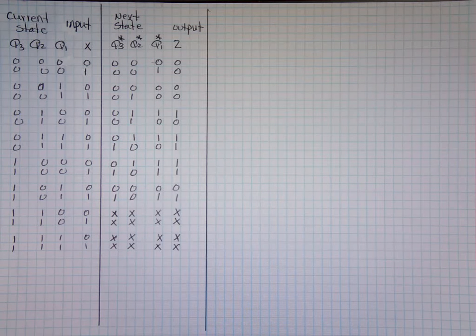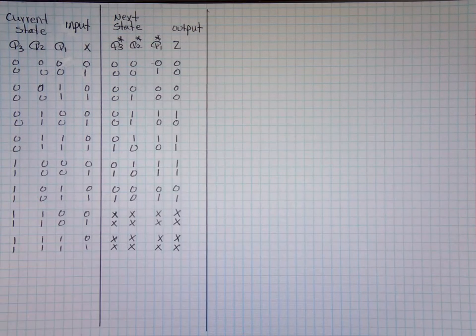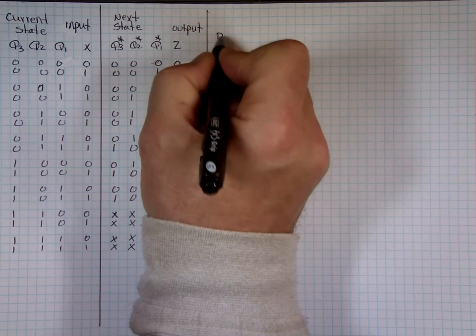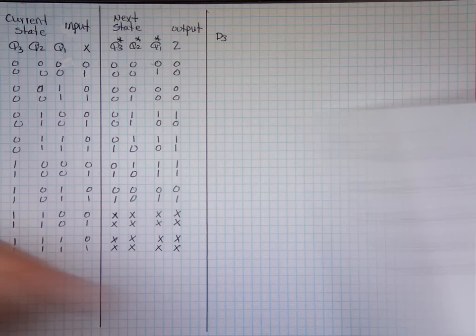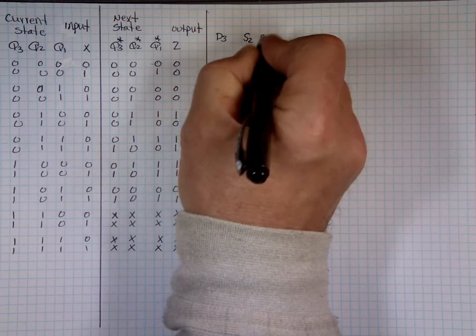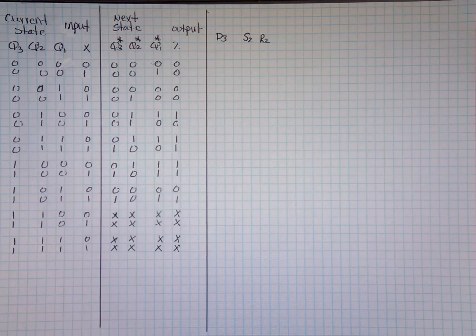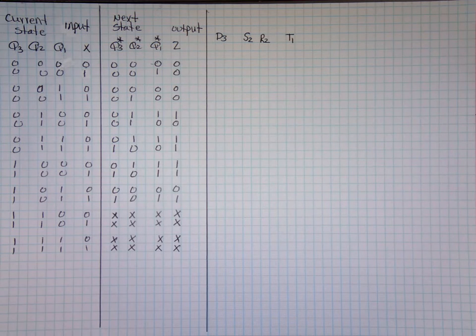And now I need to know this. The first flip-flop, I'm saying the third one is what? D flip-flop. So this is the D flip-flop. D3 is number 3. And number 2 was what? SR. So that's the SR. And number 1 was a T flip-flop. I need color coding. Three colors, there we go.